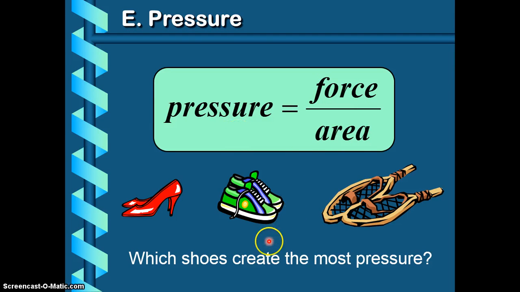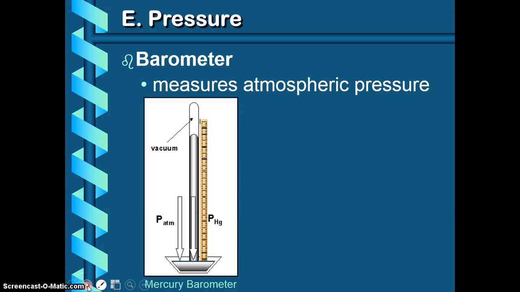So if I increase the area and put the same amount of force on it, it's going to decrease the pressure. So if we look at these 3 different pairs of shoes, we have the snowshoes with a big surface area. We have tennis shoes that have a surface area not quite as large as the snowshoes. Then we have high heels that have a smaller surface area. So if I were to put the same amount of force on all 3 of these types of shoes, which ones are going to create the most pressure? Well, it would be the ones with the least amount of area. So in this case, the high-heeled shoes would put the most pressure with the same amount of force on whatever it's putting its pressure on.